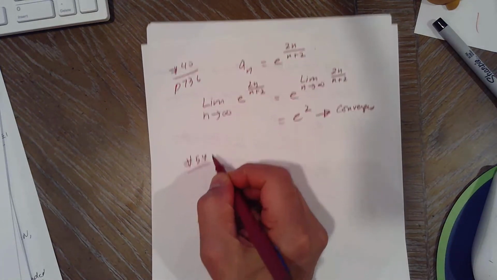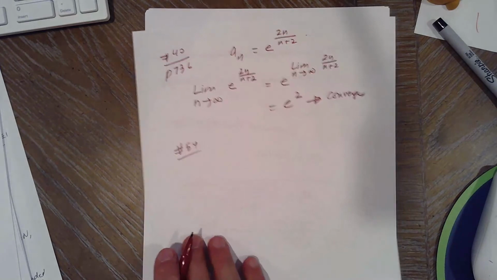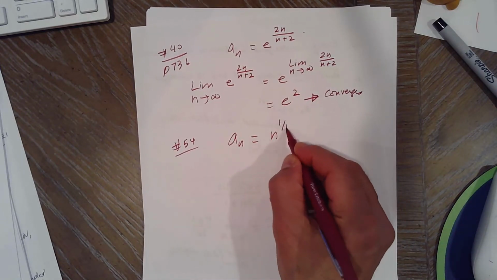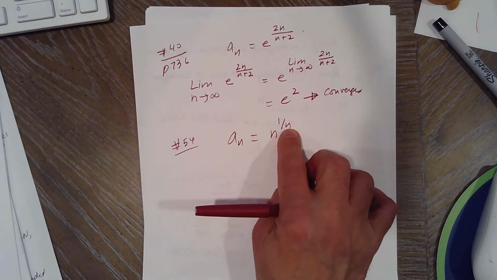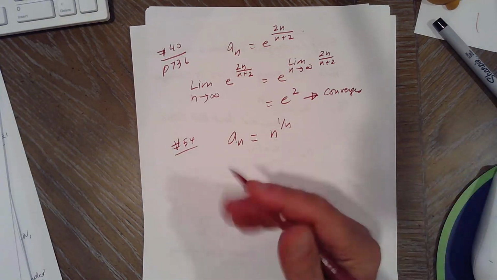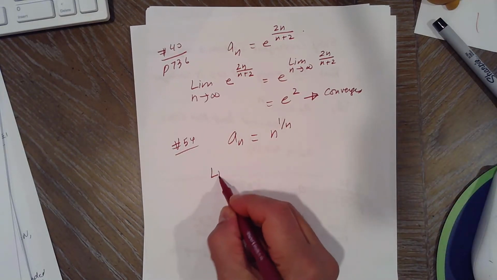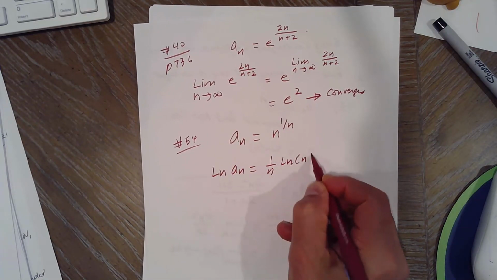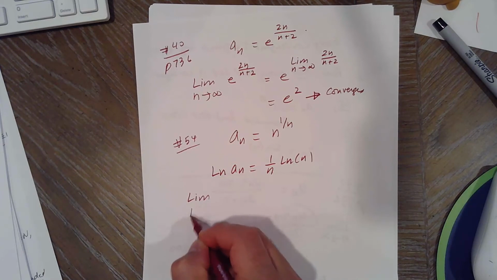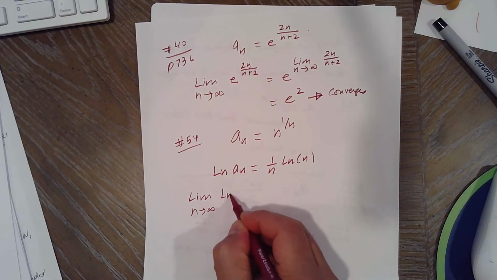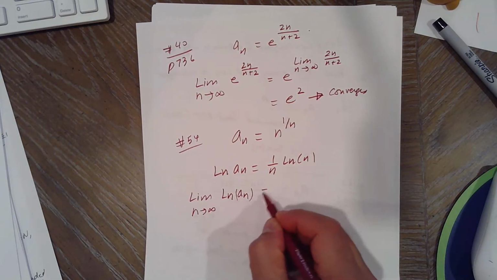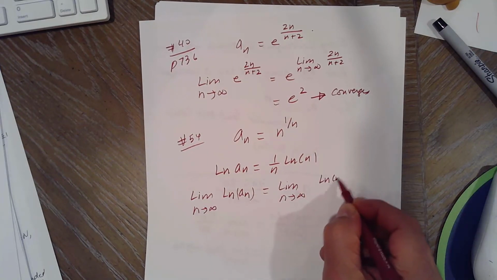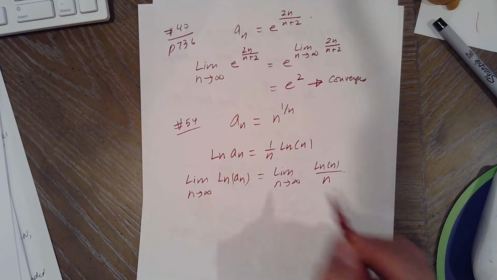54. So basically, we go back to limits again. a_n equals n to the 1 over n. We have infinity and n to the 0, we can't tell. We've got to do logs. Okay, so ln a_n equals 1 over n times ln of n. The limit as n goes to infinity of ln of a_n equals the limit as n goes to infinity of ln of n over n, n being the variable here.